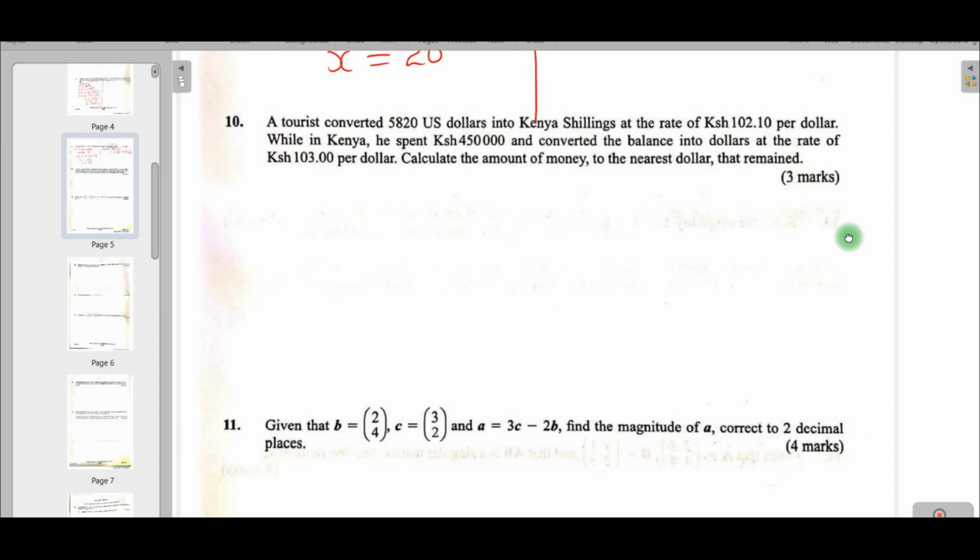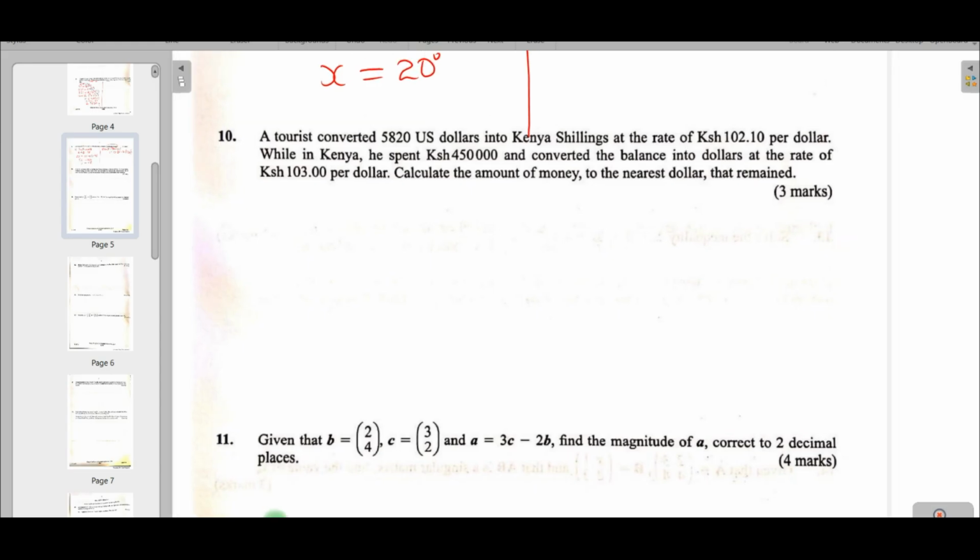question number 10. A tourist converted 5,820 US dollars into Kenyan shillings at the rate of 102.10 per dollar, while in Kenya he spent 450,000 shillings and converted the balance into dollars at the rate of 103.00 Kenyan shillings per dollar. Calculate the amount of money to the nearest dollar that remained.